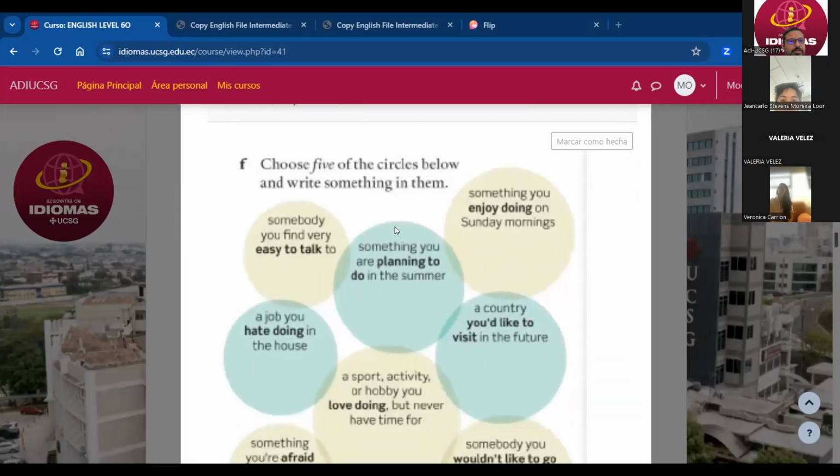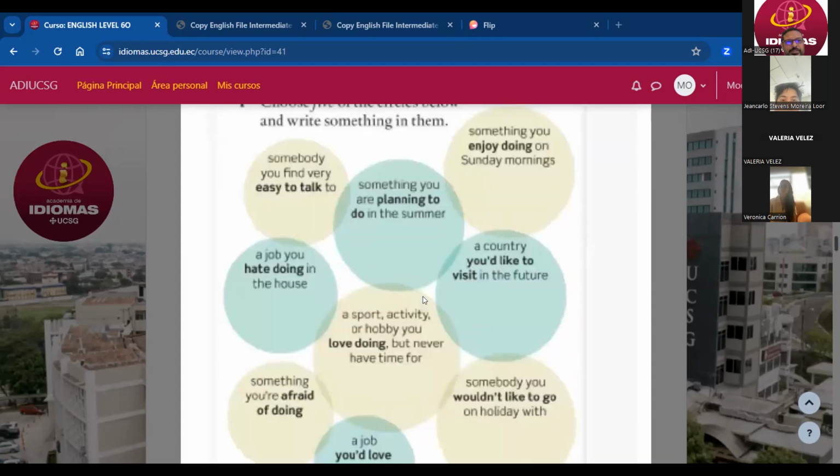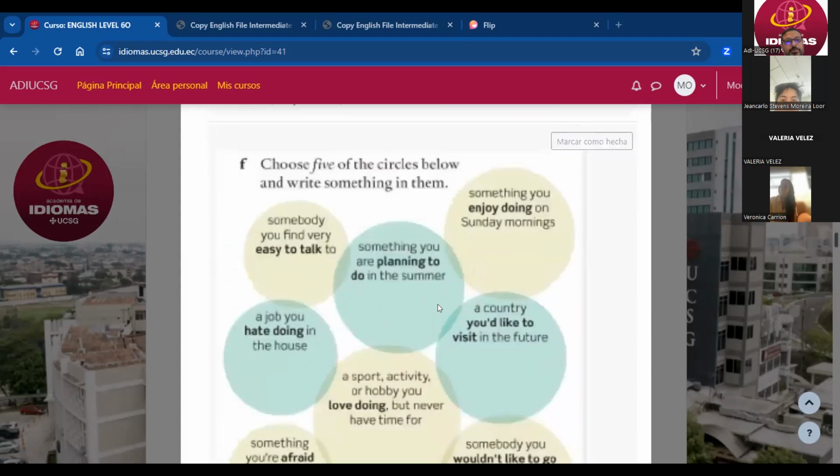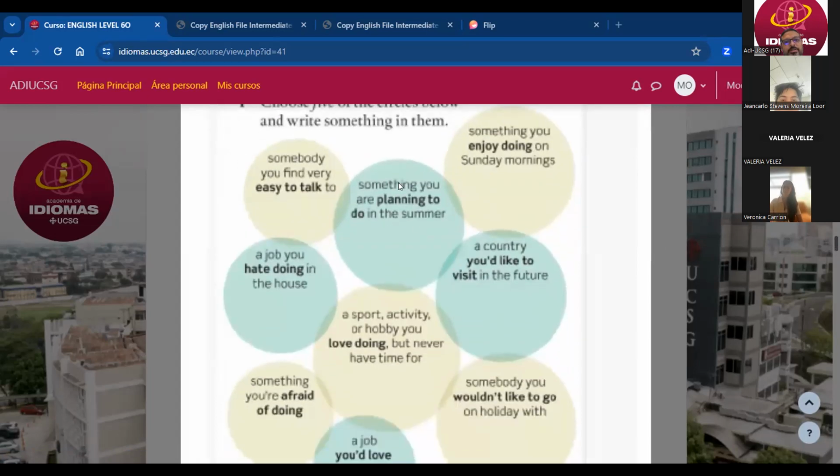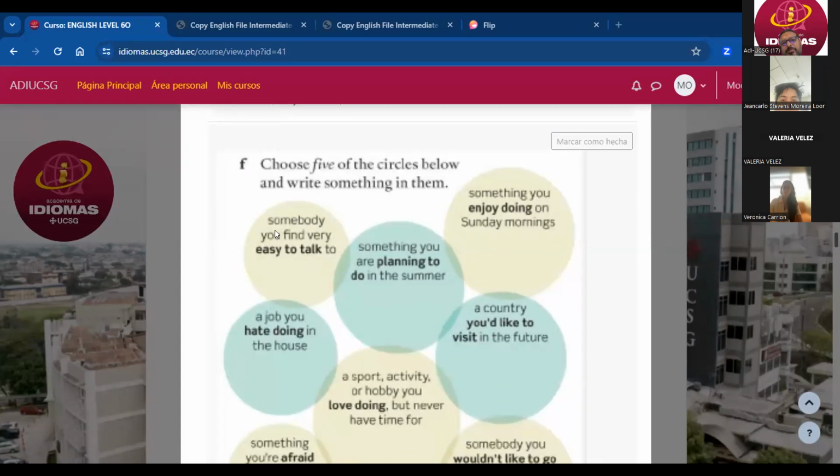For today, the first activity is related to this one. It's a writing activity. The instruction is: choose 5 of the circles below and write something in them. So what we have once again is this. You have several options, and in the circles you write something. About what? Somebody you find very easy to talk to.